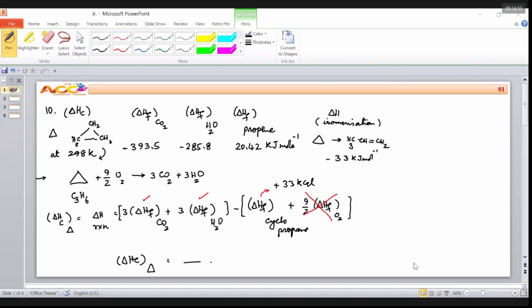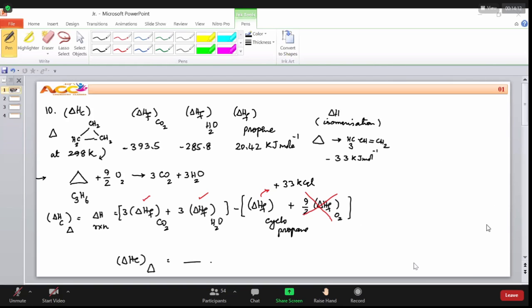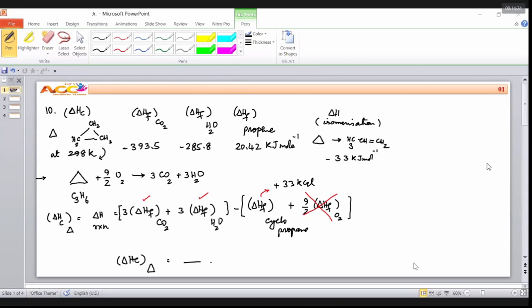393.5, 285.8, 220.42, correct? -33. 2004 is the wrong answer. Write down, no problem. In the brackets, all of you write down -2091 kilojoules. Right? Check later. Concept understood. Don't waste time. Come on. Next question.